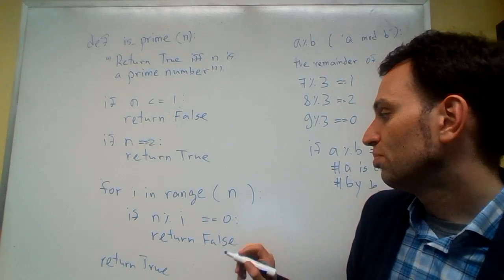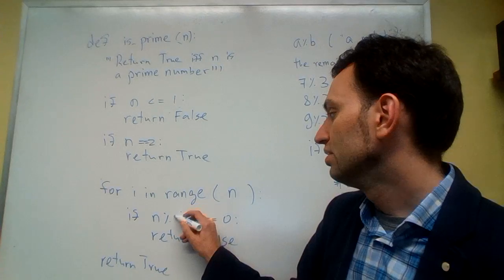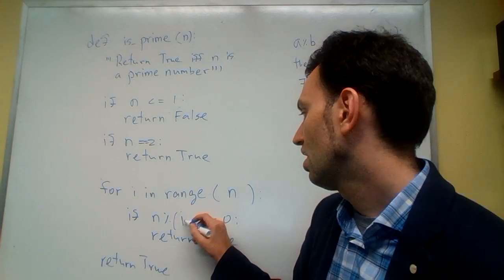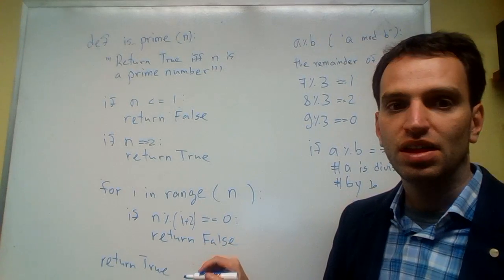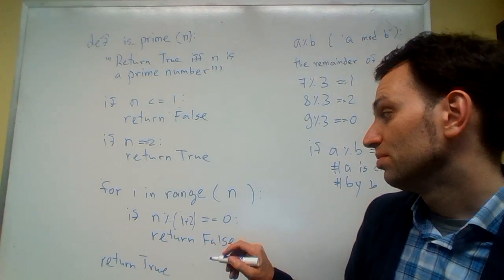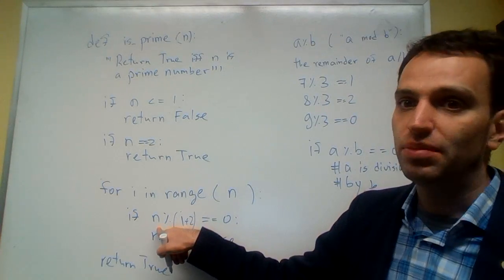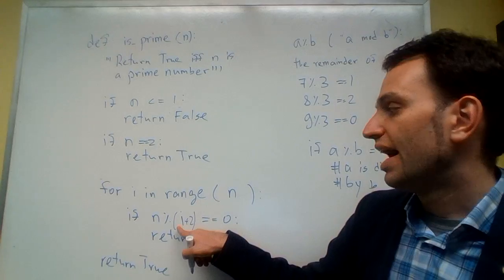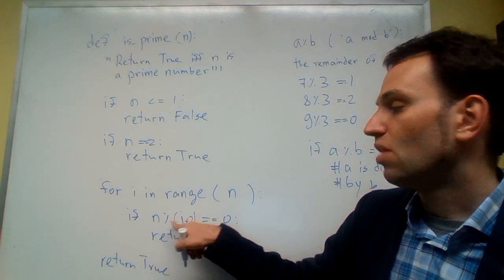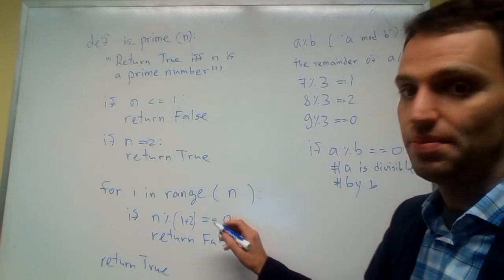So what to do about that? Well, one possibility is to go n mod i plus 2. That creates another problem. What's the largest number that we try to divide n by? That number must be smaller than n, because n mod n is going to be 0. So let's do it systematically.